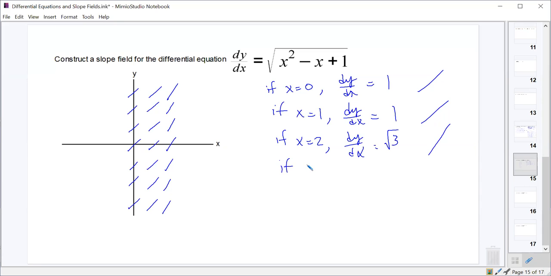What if we went to x equals 3? What would dy dx be? Root 7. Root 7, right? And that's just going to be even steeper, right? And we would probably note that the further to the right we went, the larger x values we put in, x equals 4 is going to give us the square root of 13. x equals 5 is going to give us root 21. These are just going to keep getting steeper as we go out to the right. Would you all agree with that? Yes.